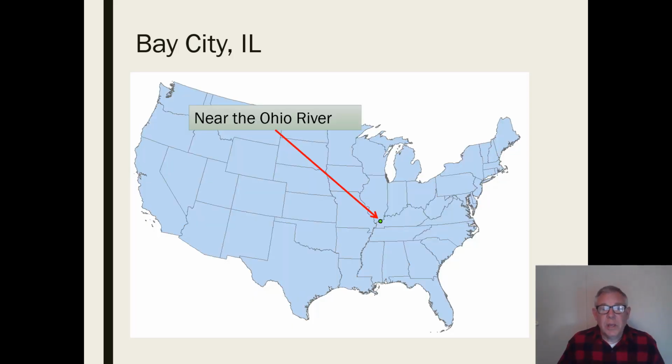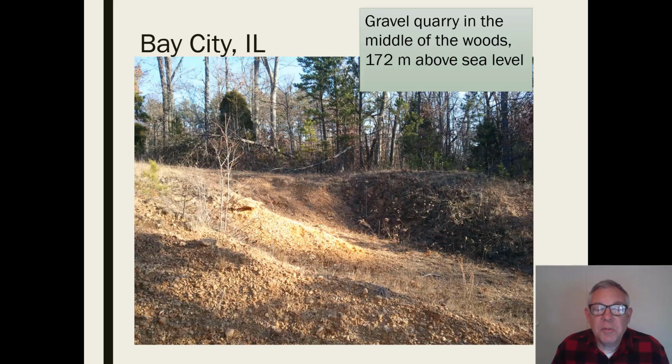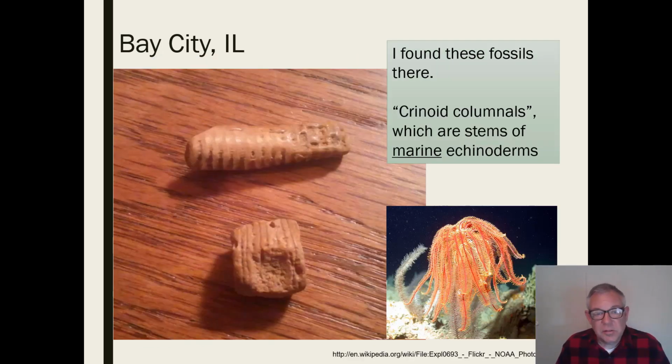And so just as an example, here is the location of the great city of Bay City, Illinois. Population 6, maybe. It's where my in-laws live. And so I was up there, this is several years ago, but when my daughter and my nephews were young, we all went out to a gravel quarry that's there near Bay City, and we were just playing out there and looking at rocks and playing in this gravel quarry. Now, this is 172 meters above sea level in southern Illinois. And I found these fossils.